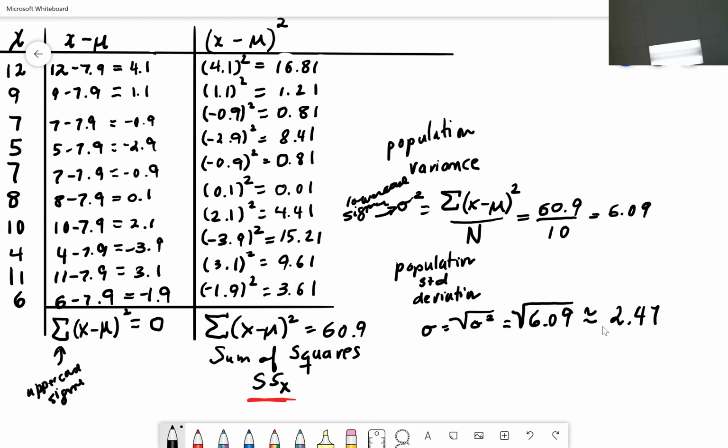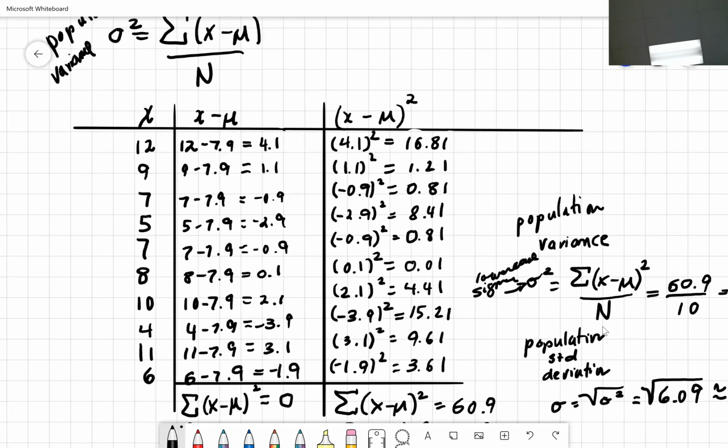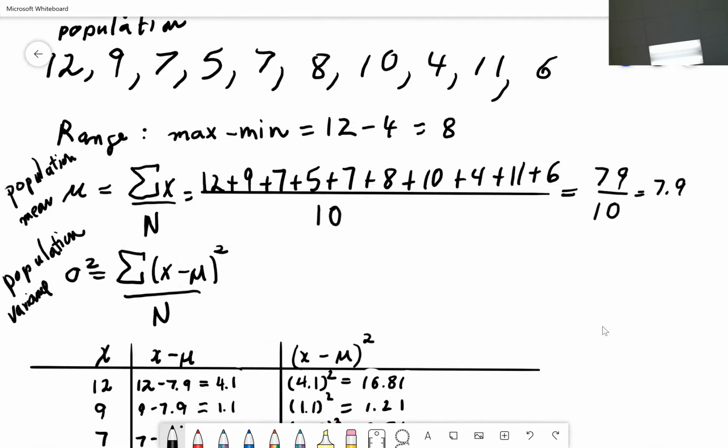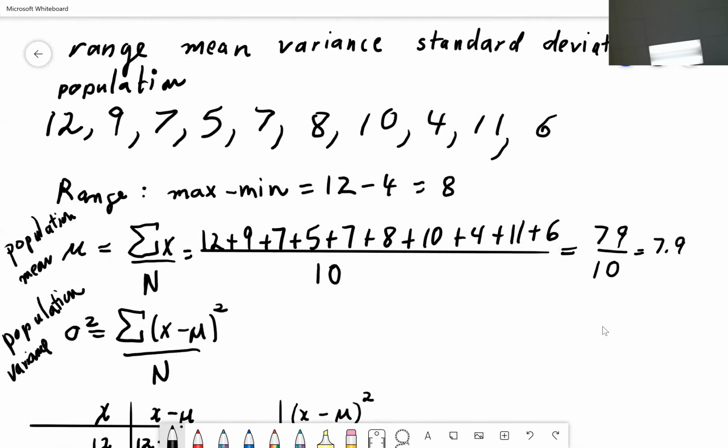So what's the big deal about the sample? What I'm going to do is go back to the original numbers. So let me scroll up here on the board. All right. Now I'm going to go ahead and do the same problem but for a sample. So let's say at the beginning of this problem, I would have defined these numbers as a sample instead.